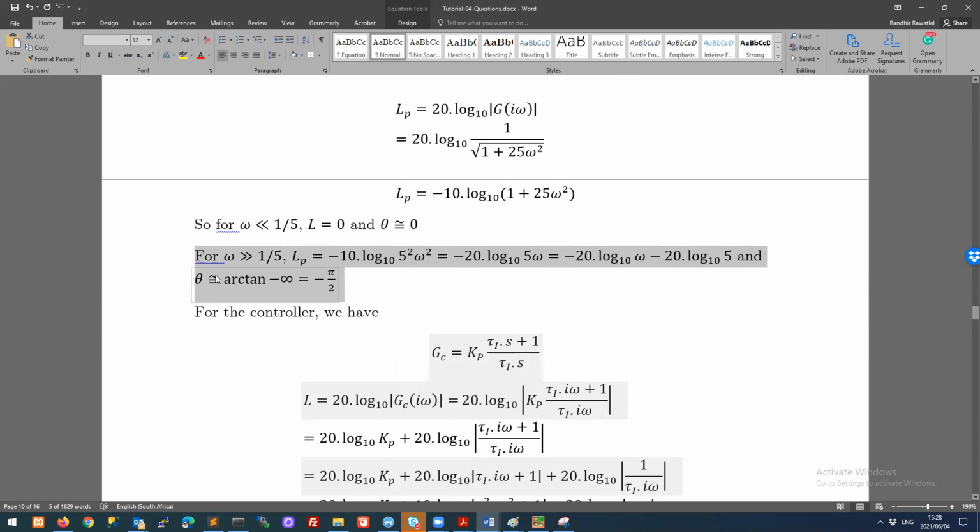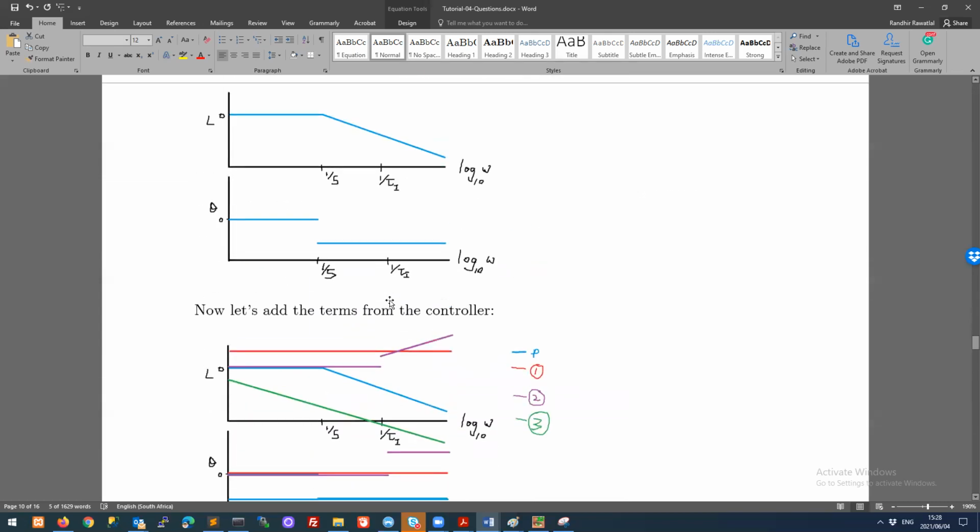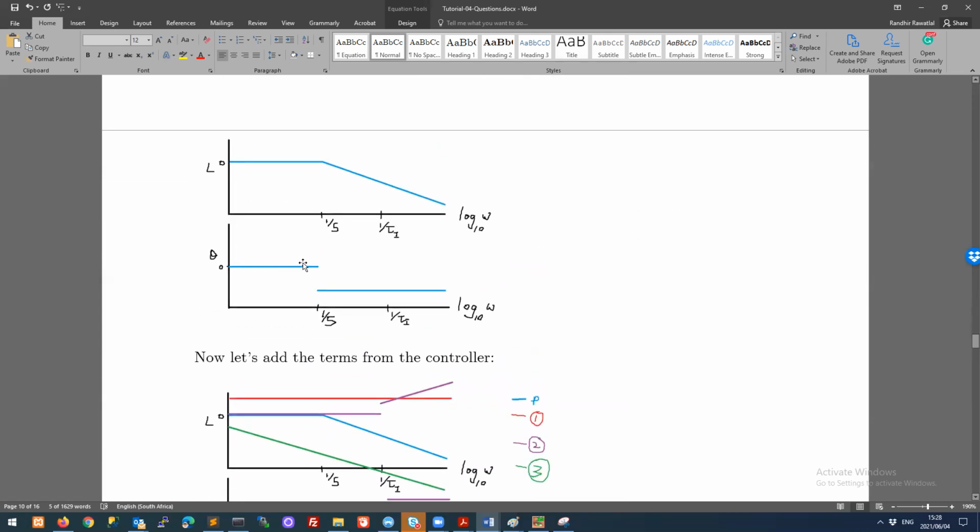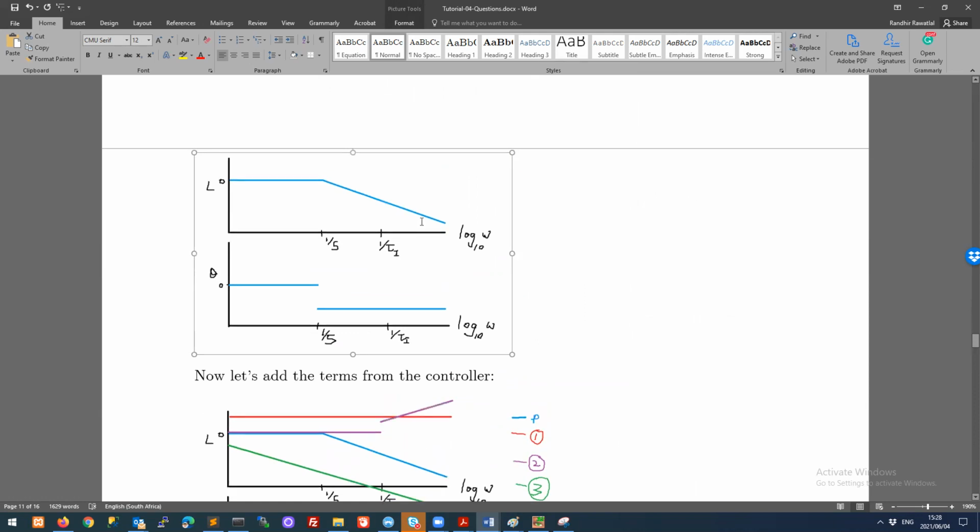And then in terms of theta, we said for low values of omega, theta is about 0, and for high values of omega, theta equals minus pi over 2. So that's what that looks like. It starts at 0, and then it becomes minus 90 degrees. Normally, we draw this with a bit of a curved line to show the transition region, because remember, these are just asymptotes. So there, that's a quick way to draw a Bode diagram for the process itself.